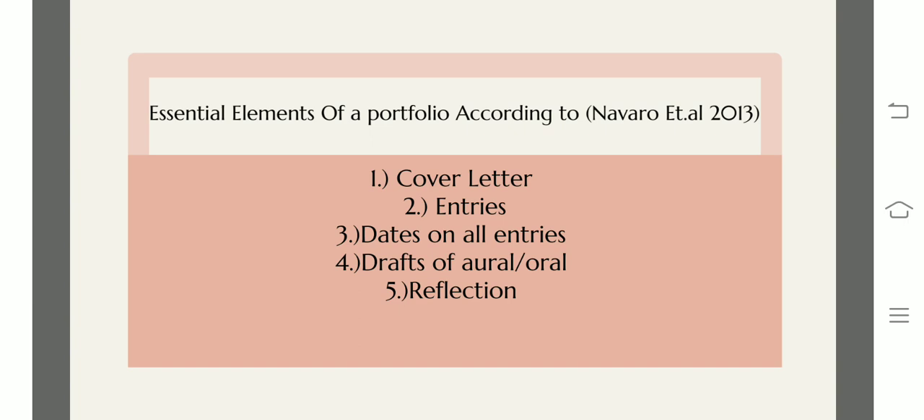The second, guys, is the table of contents, to be followed by entries. Both are core items. We need a table of contents so that we can see how much you have written and how many items are inside your portfolio. And we can also see the entries.